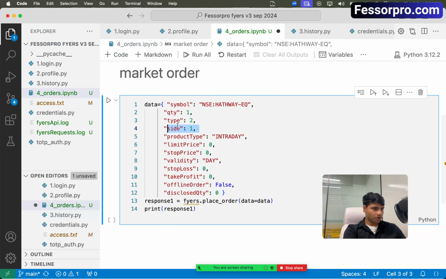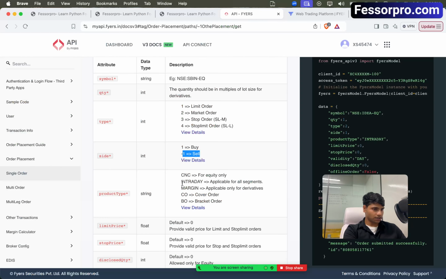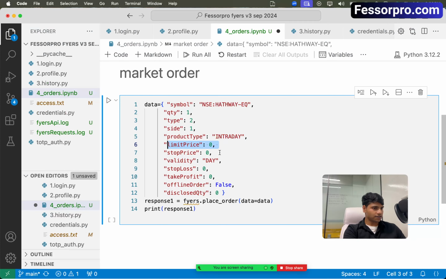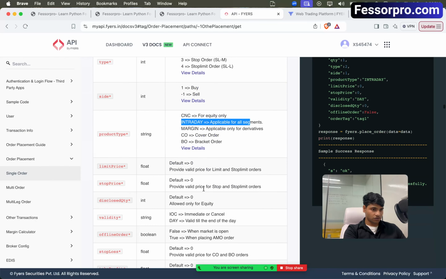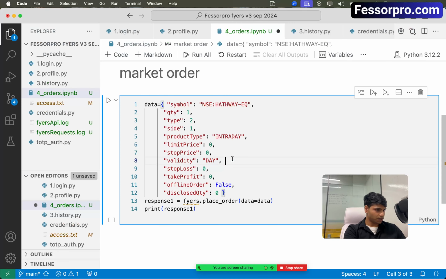Then product type is intraday. I want this to be intraday, so I specified intraday. Then limit price and stop price will be 0 because it's a market order. Validity. If you scroll down, there are two types of validity. One is immediate or cancel, and one is valid till the end of the day. I want this to be valid till end of the day, so I've specified day. Then stop loss and take profit.